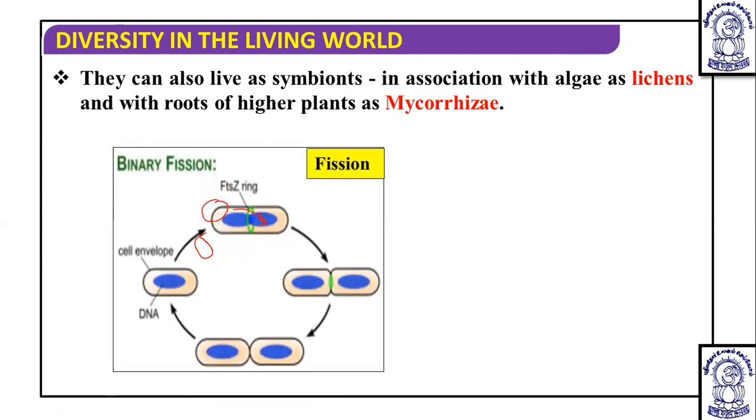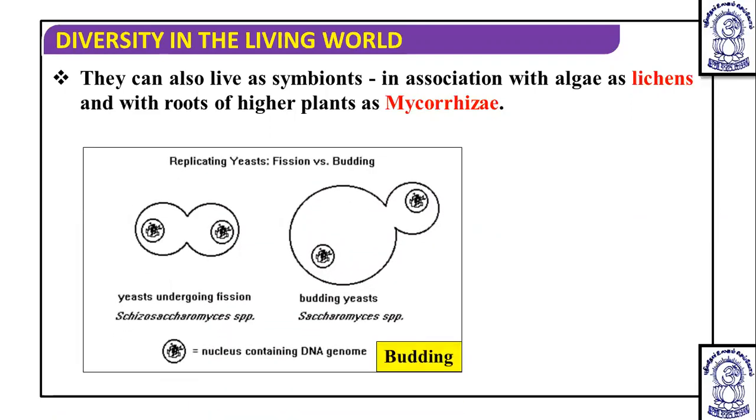Another type found here is binary fission. In binary fission, the cell having DNA and cell envelope gets divided into two daughter cells. Bi means two, so the fission is occurring into two. The third one is budding, and budding is the development of an extra protuberance. Yes students, in budding the extra protuberance, known as a bud, is developed.